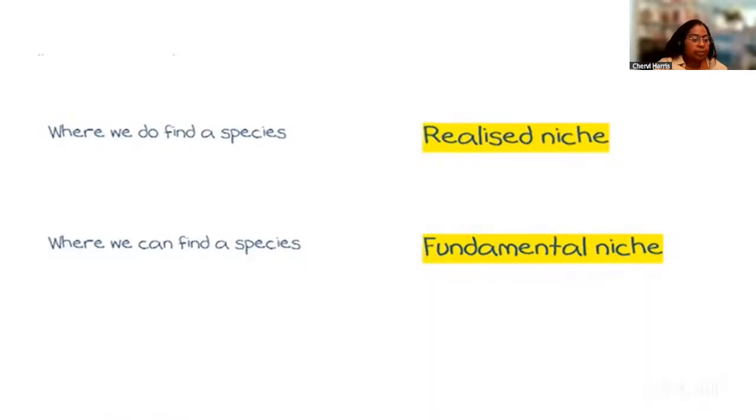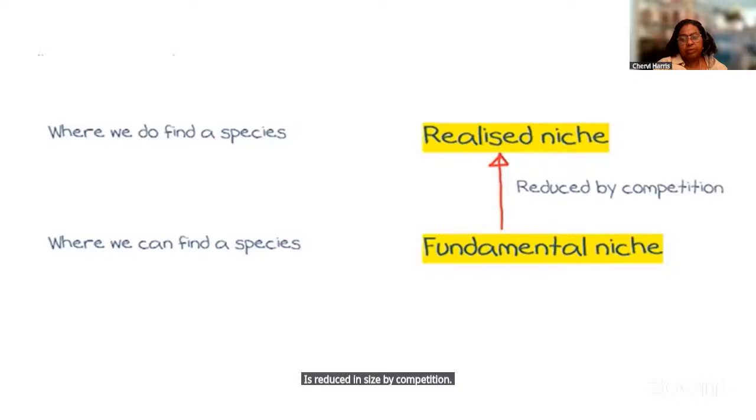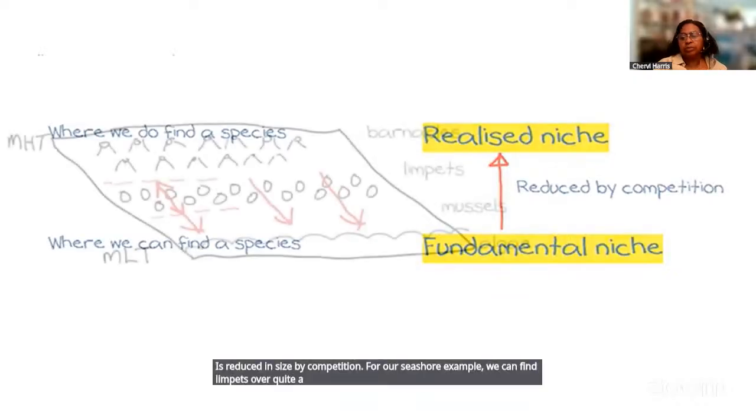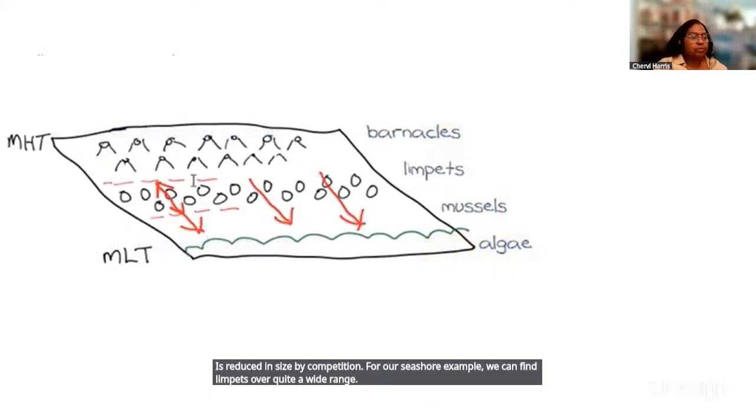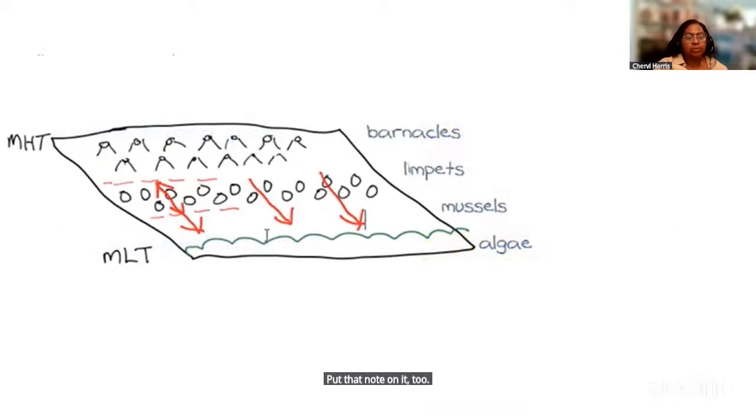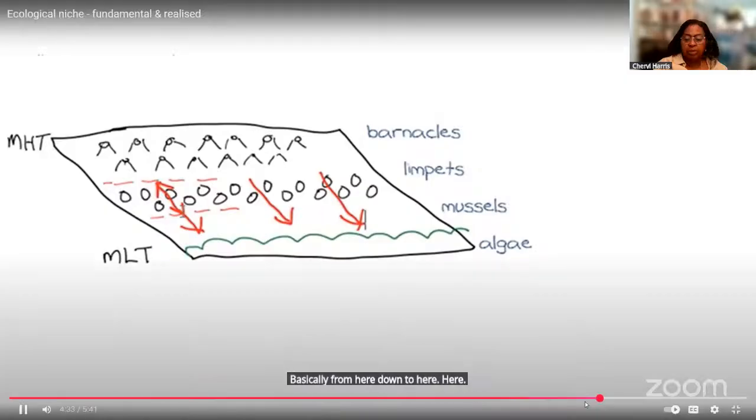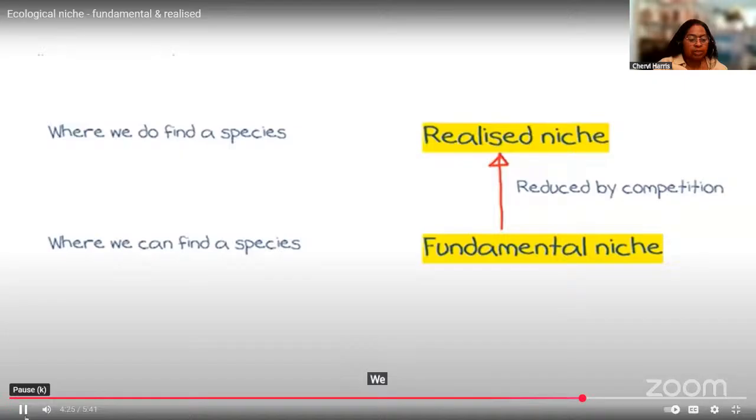The difference between these is that the fundamental niche is reduced in size by competition. For our seashore example, we can find limpets over quite a wide range, basically from here down to here. However, we actually do find them in a small range. All right, so write that down also.